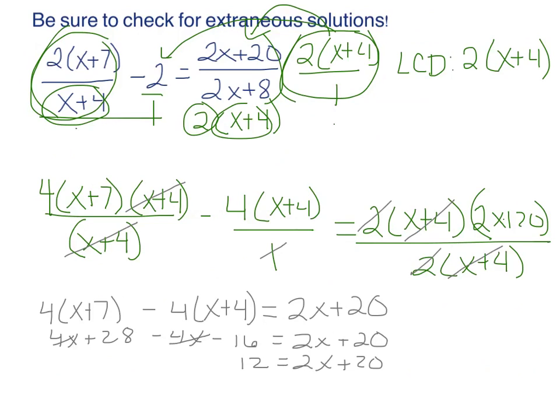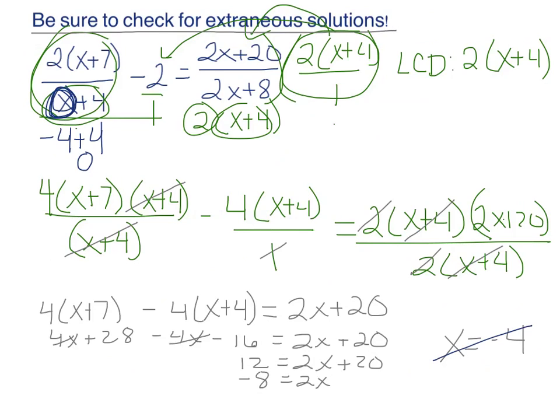12 minus 20 would be negative 8 equals 2x. Divide that by 2, you're going to get x equals negative 4. But I put a little note up here, be sure to check for extraneous solutions. When I look at the original problem, if I put a negative 4 right here for x, negative 4 plus 4 is 0, and you can't divide by 0. So that's an extraneous solution, and we have no others to check, so this final answer is actually no solution.